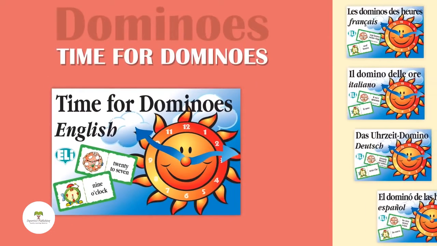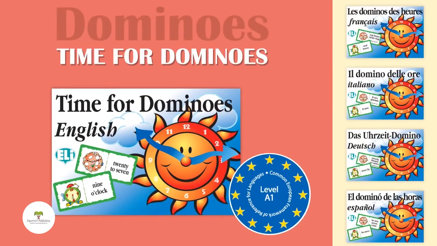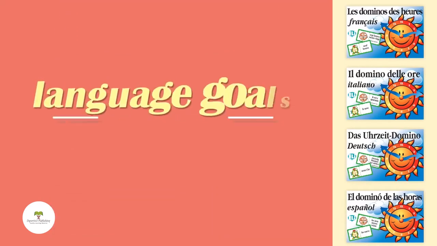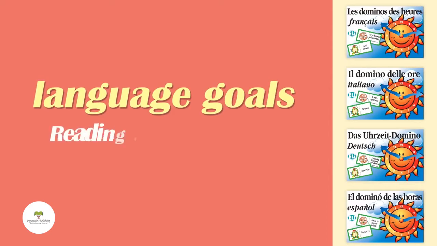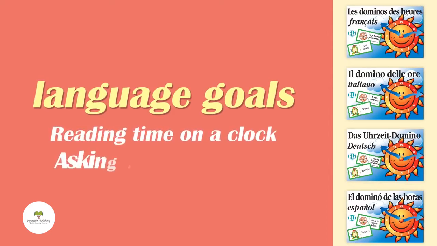Let's start with dominoes. Time for dominoes. A1 level, a variation of the traditional dominoes game. The language goals are learning how to read the time on a clock and practicing the structures needed to ask and tell the time.